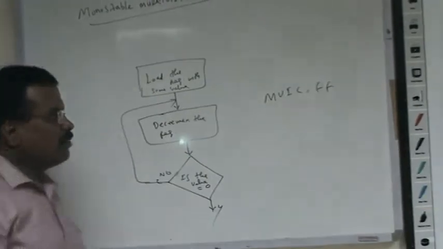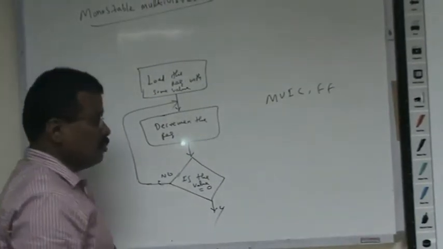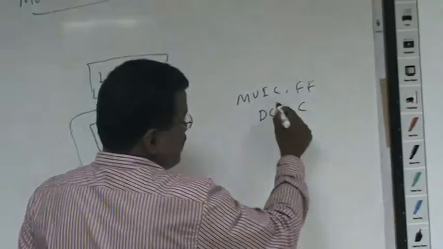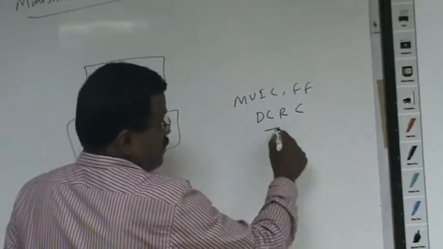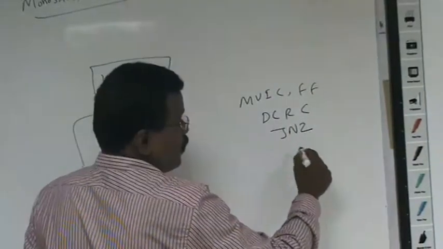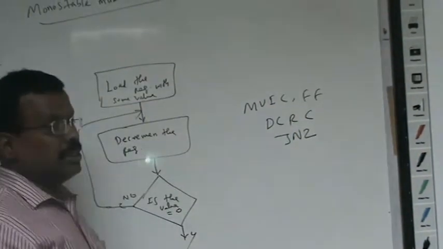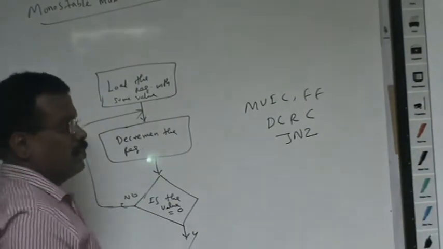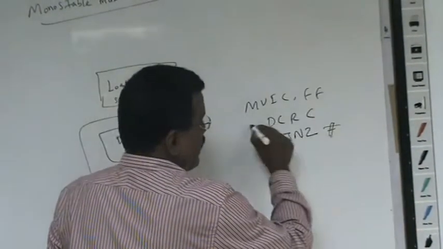What is the decimal equivalent of F? It is 255. I am loading a count 255 into C register. Decrement C, I am decrementing the content of this register by 1. And I am checking the 0. Jump on no 0, if the 0 flag is not set to 1. So first time it will become FE. The 0 flag is not set to 1, so it will go back and decrement again.